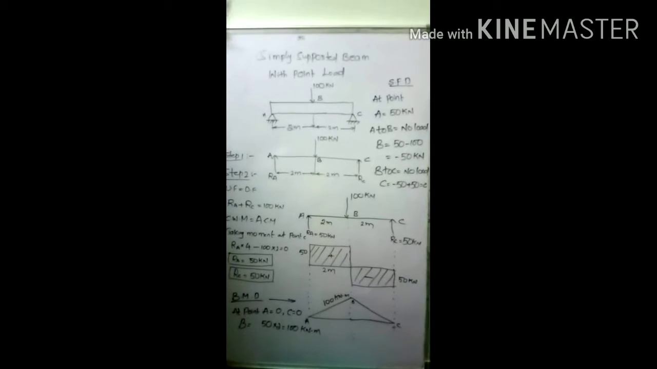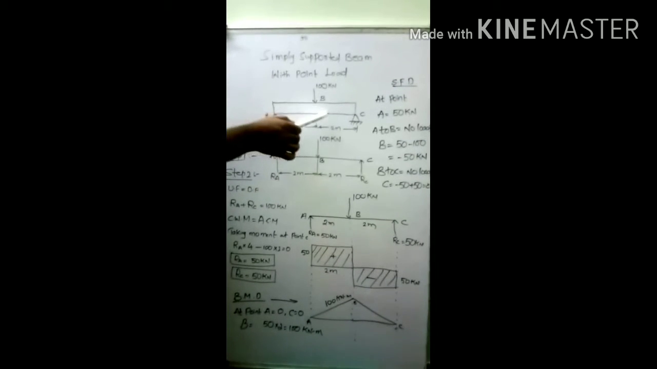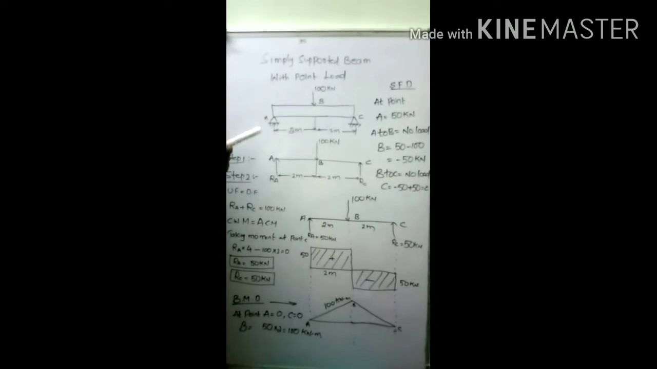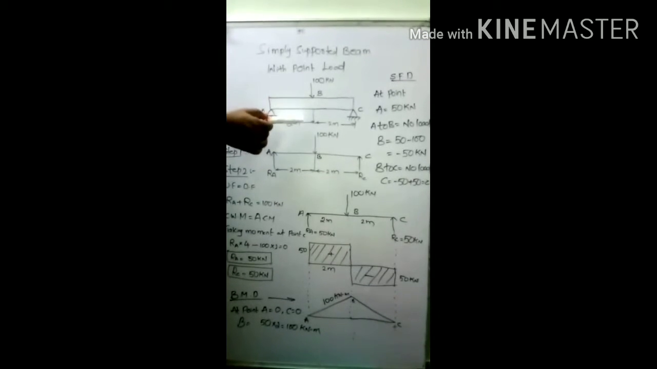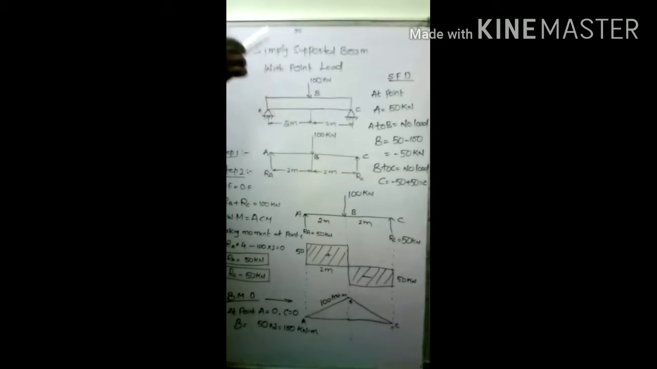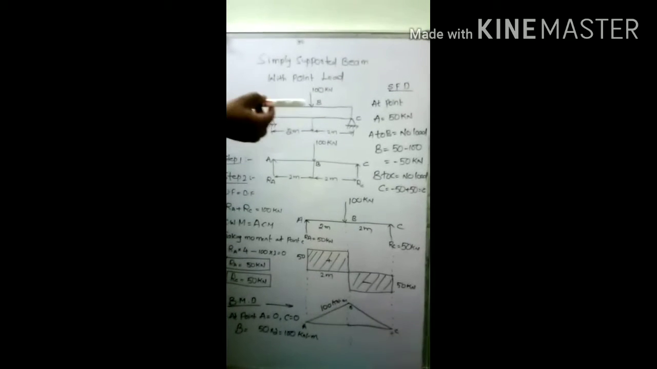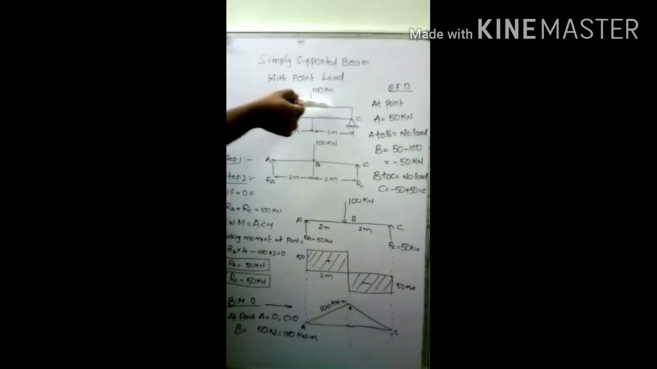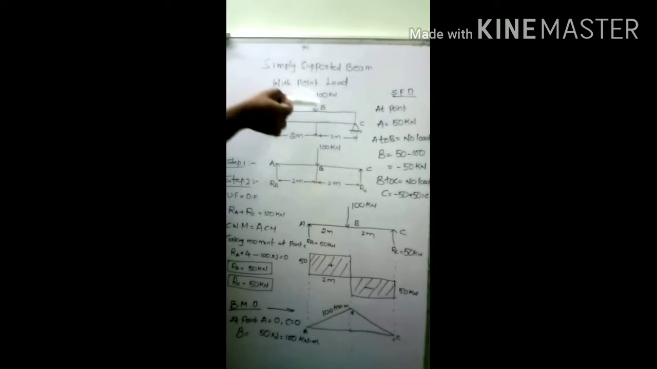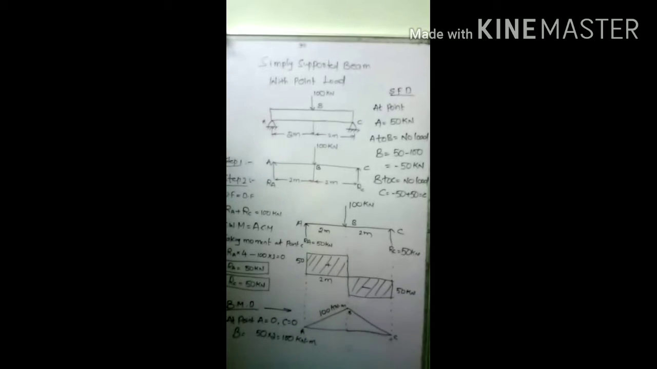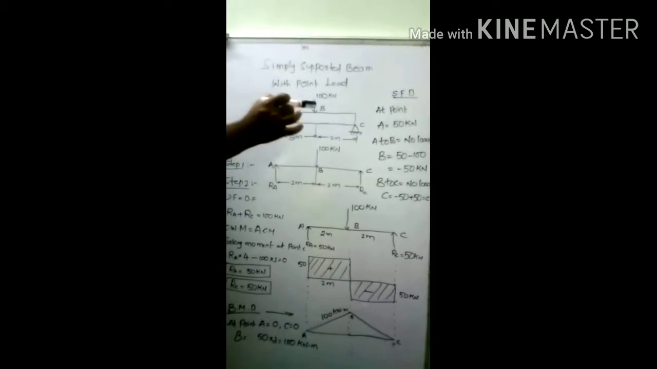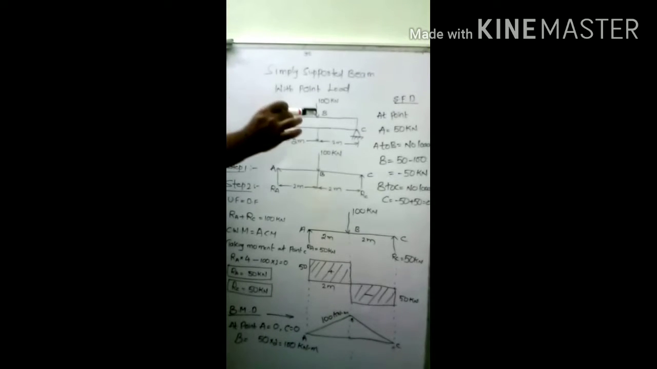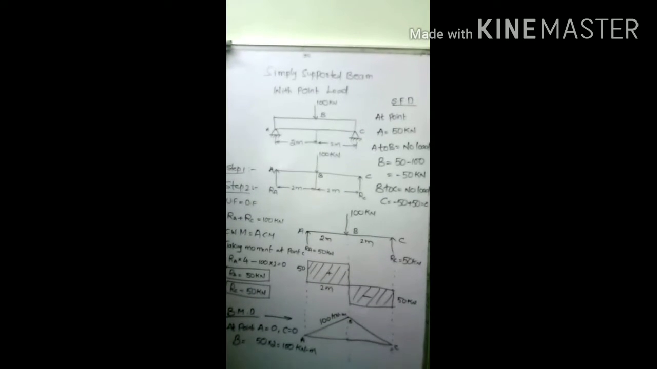Now let us consider one example of a simply supported beam having a point load. The point load need not be exactly at the center. In this case, I am considering it exactly at the center. But if you understand this concept, you can solve many problems by considering various point loading conditions on this particular beam. Now try to understand how to solve this kind of problem whenever you have a point load on a simply supported beam.